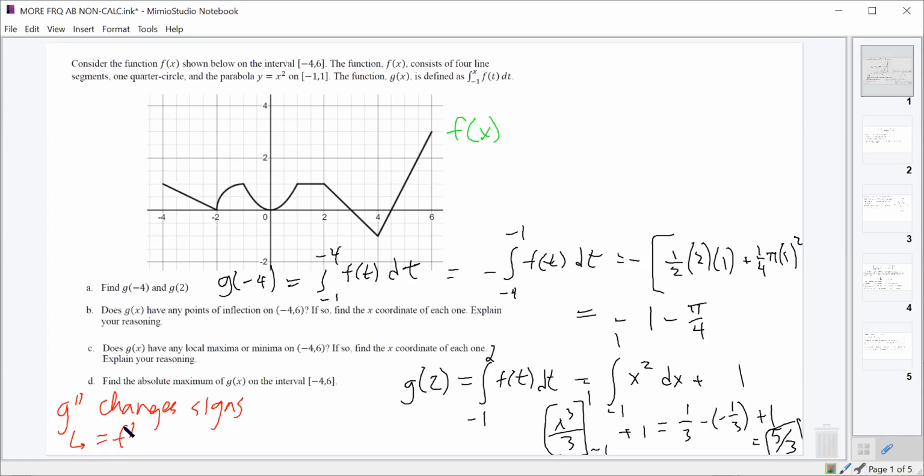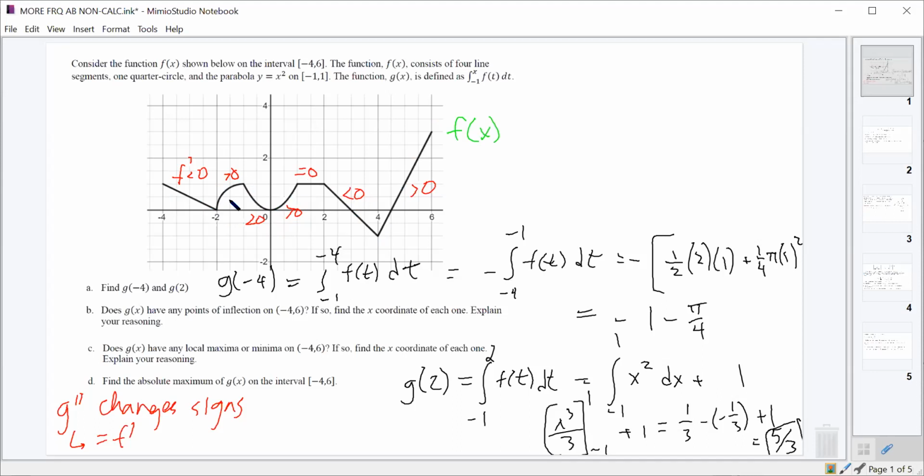Well, F prime is the slope of F. So here, F prime is less than 0 because the slope here is negative. And here, F prime is greater than 0. And here, F prime is less than 0. And here, F prime is greater than 0. And here, F prime is 0. And here F prime is less than 0, and here F prime is greater than 0. So where did it change signs?